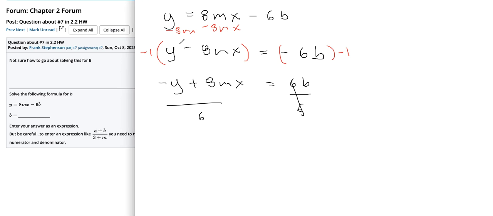And that is, I could also flip the 6b rather than multiplying by the negative 1. Again, anytime the variable that you're solving for is negative, it's just a little ugh. It means there's going to be a negative sign running around. So what if instead of bringing this 8mx over, what if I added the 6b over to this side? So then I would have y plus 6b equals 8mx. Then I could subtract over the y. So 8mx minus y. And now I can divide out the 6.